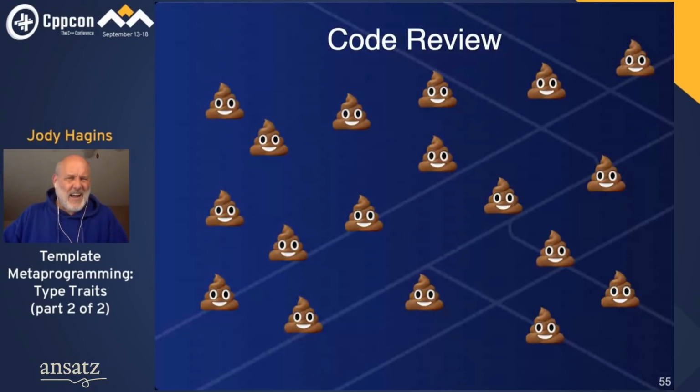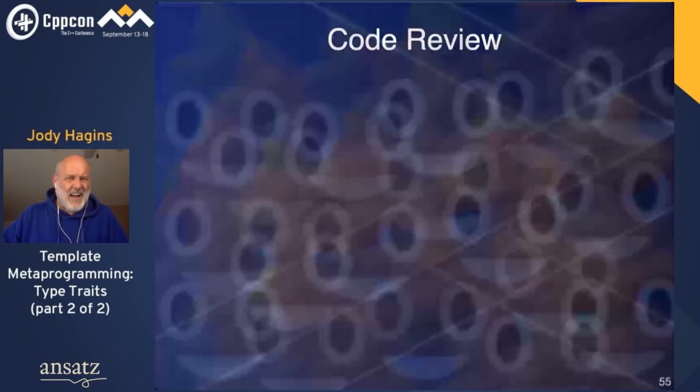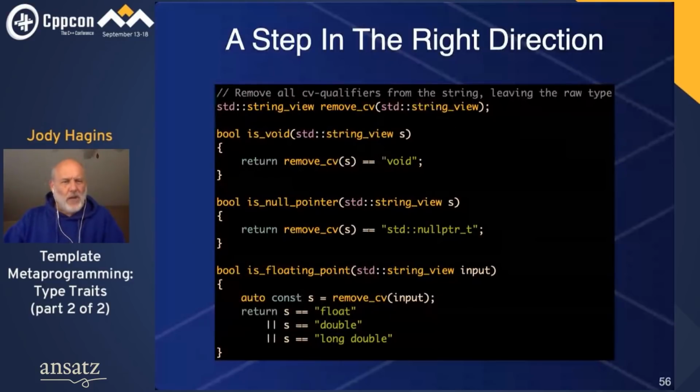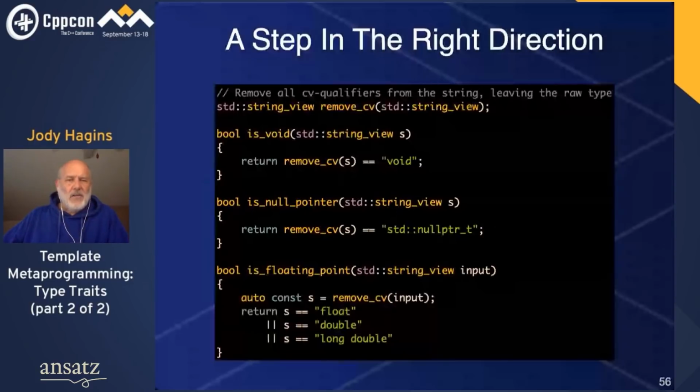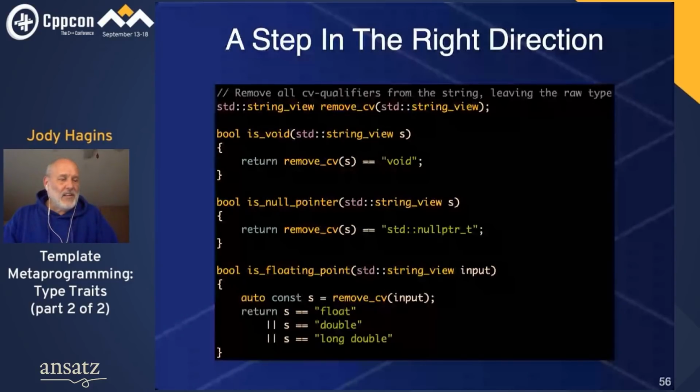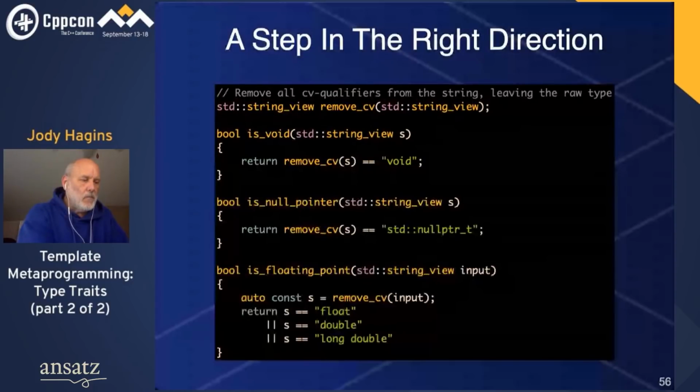So let's get rid of this. So let's take a step in the right direction. We're not going to try and solve the world's problems or get the ultimate solution here, but we're going to take a step. So in this case, we've got our functions, and let's say we had a function called removeCV that took in our string and removed all those const volatile things, so that all we had was just the void. Then we could easily write isVoid, right? There's our isVoid. isVoid is just whether the removeCV is equal to void.